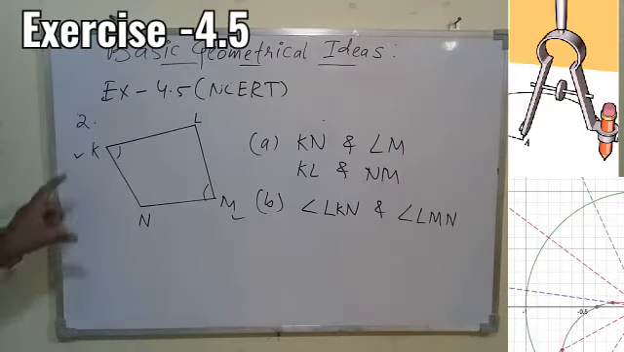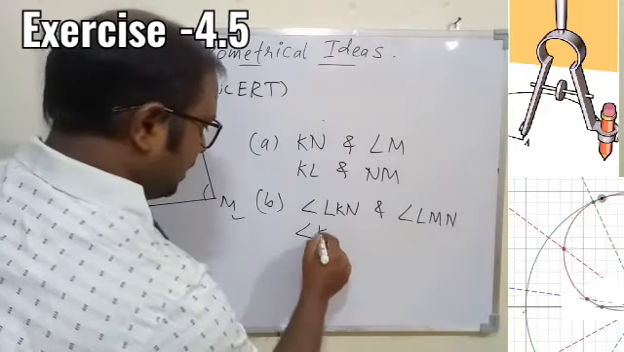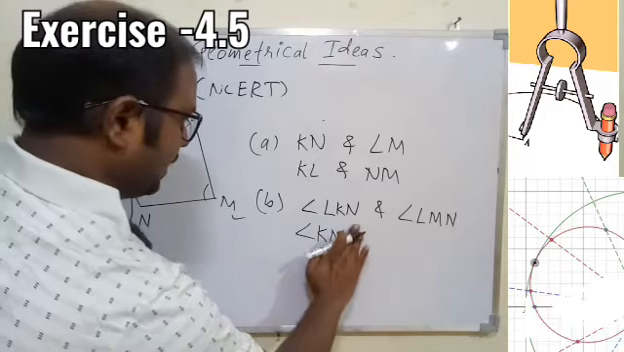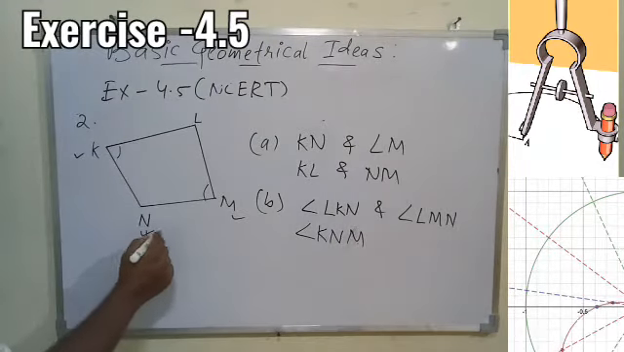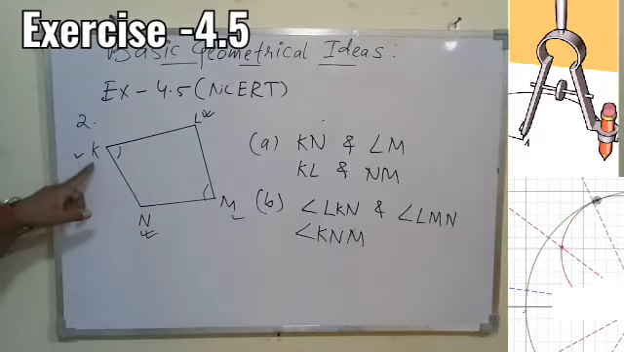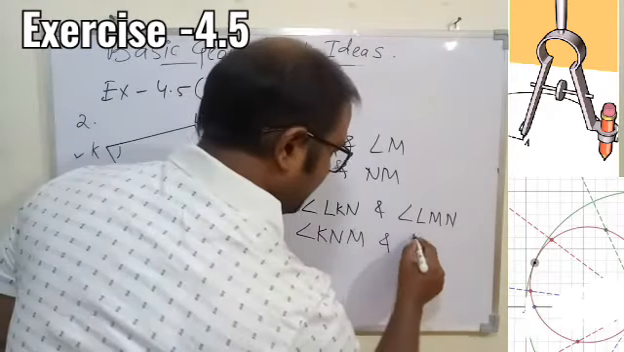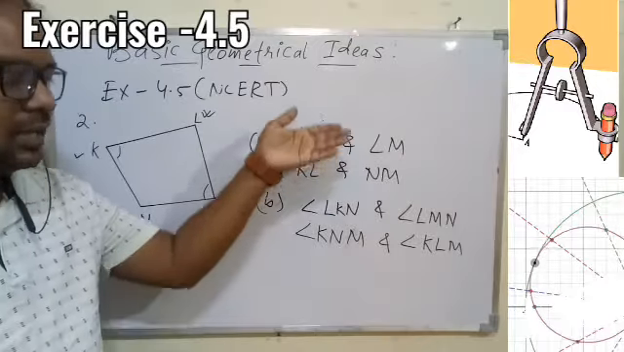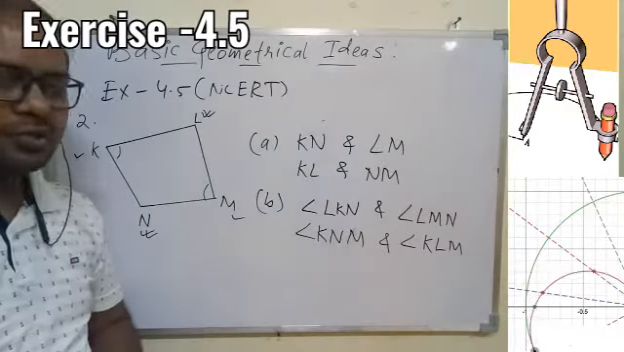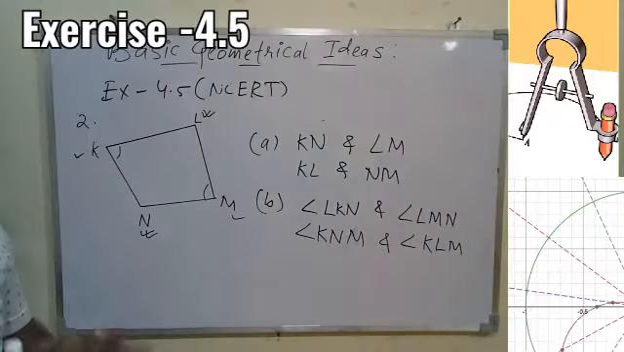So now the other pair, we can give the name angle K and M, so this angle is covered and we have to give another one. So again start with K, KLM, angle KLM. So these are the two pairs of sides which are opposite to each other, and these are the two pairs of angles which are opposite to each other. So I hope you understood, these are opposite sides, these are opposite angles.